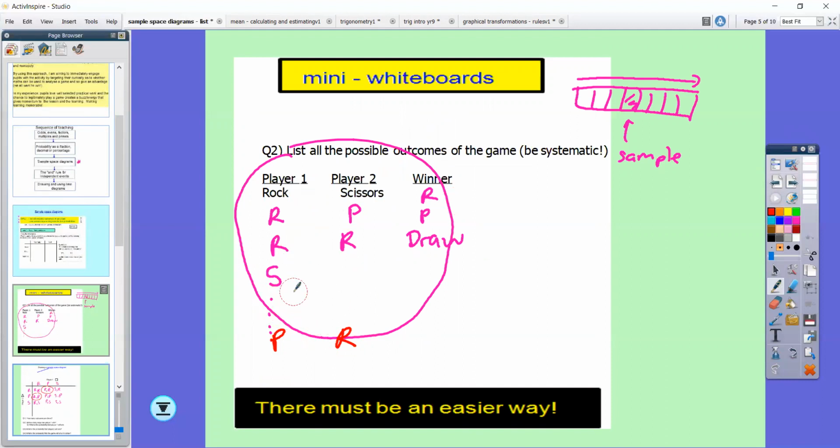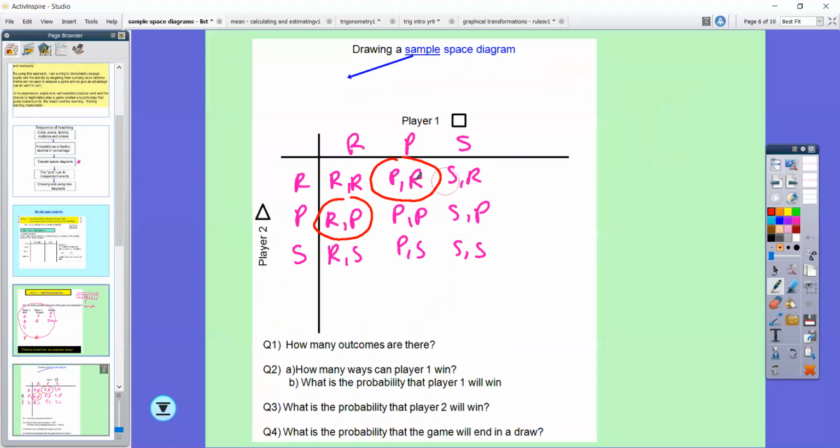If player one has got rock and player two's got paper, is that physically the same thing? If I filmed it, would it look the same as player one having paper, player two having rock? They are different outcomes. Very important point, otherwise they'll count them as the same thing. They're physically different things, so we have to list them differently. And it's the same here. Player one, paper, player two, rock. Now, if we're not strict to say I'm going to put player one's letter first, you may end up with RP and RP there, and then you've got all sorts of confusion.